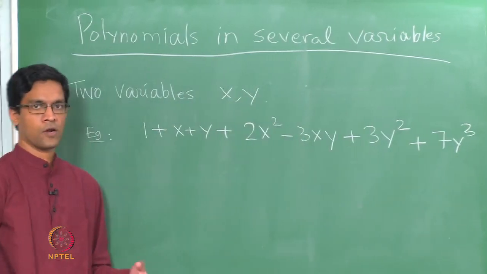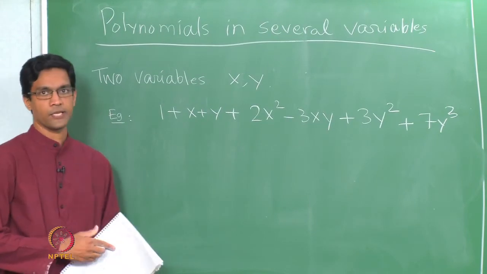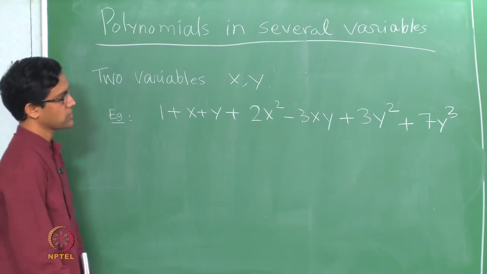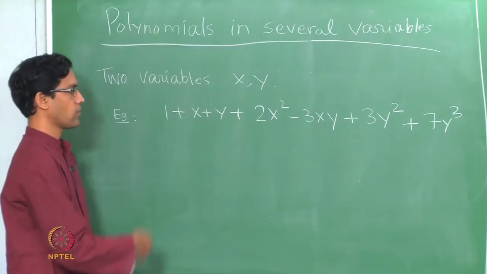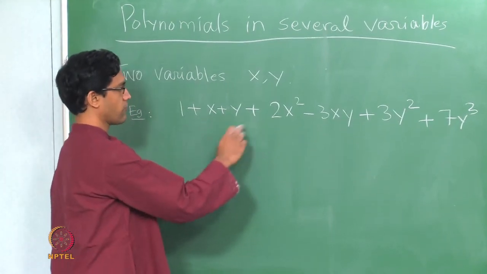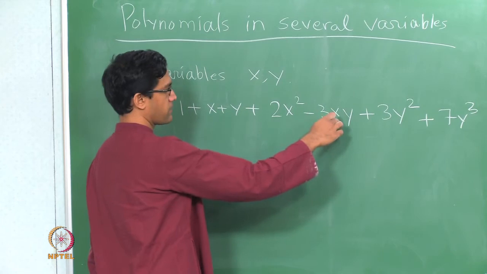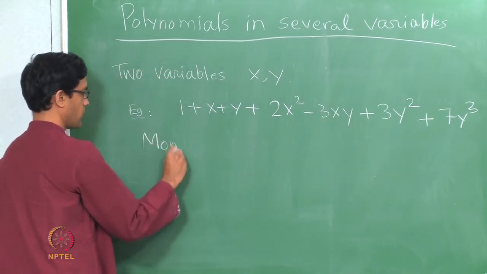Okay, so I wrote down a long example. So 1 plus x plus y plus 2x squared minus 3xy plus 3y squared plus 7y cubed. So what is this? How do you define a polynomial in two variables, for instance? Well, it has terms of the form some power of x multiplied by some power of y. Those are terms which are referred to as monomials.